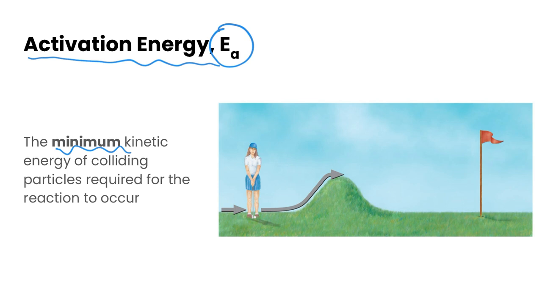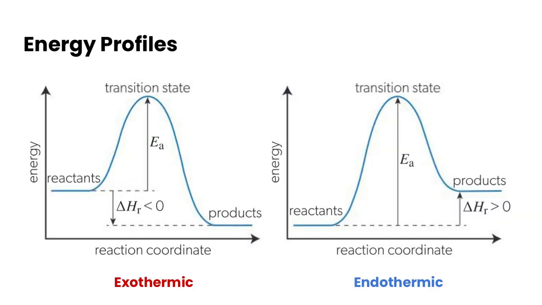As I said, this is the minimum kinetic energy of colliding particles that is required for a reaction to occur. If you've ever done mini golfing, and say you had this hill here, you can think of, when you're hitting this ball, what's the minimum amount of energy you have to hit that ball with in order to get it over this hump so that you can get it in the hole at the end. That's essentially what activation energy is: how much energy we need to just get it to tip over to the next side.